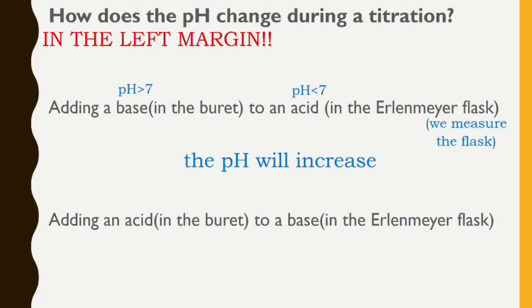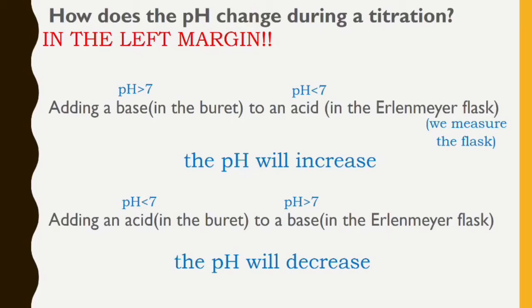If I start with the base in my Erlenmeyer flask, then that means I'm starting at a pH that's bigger than 7, and then I'm adding acid to that until we get to the equivalence point, and that is going to be bringing our pH down. From our base's pH, adding more and more acid will make it more acidic, lower pH. So when we're drawing those graphs, we're actually going to draw two types of graphs for each of those spaces, one where it's increasing, one where it's decreasing, but we'll get to that in a moment.